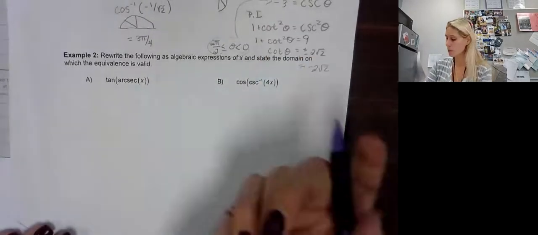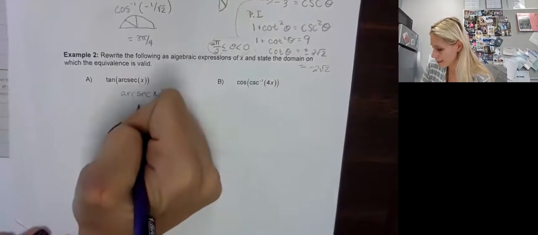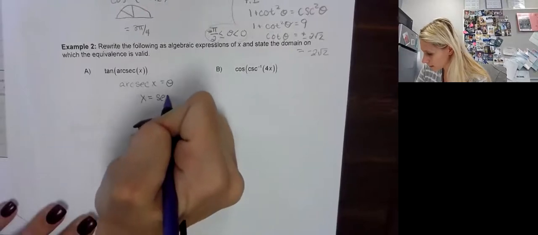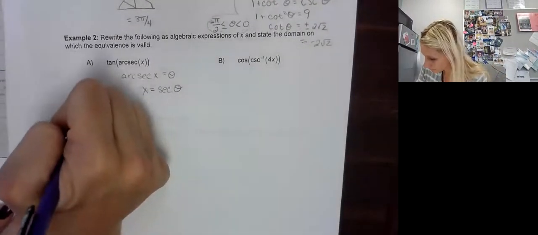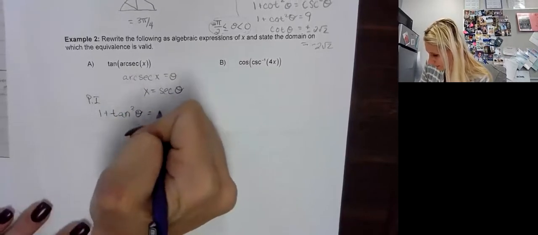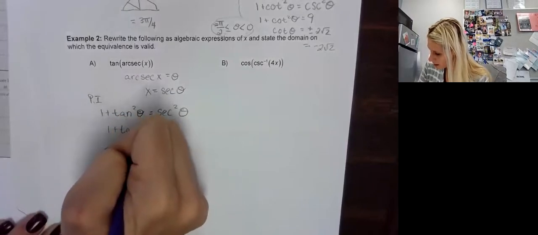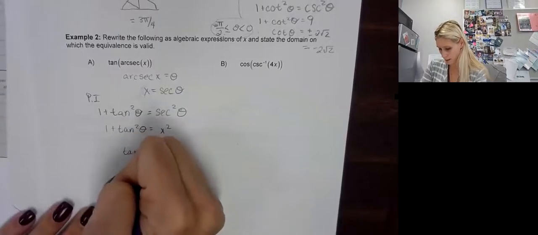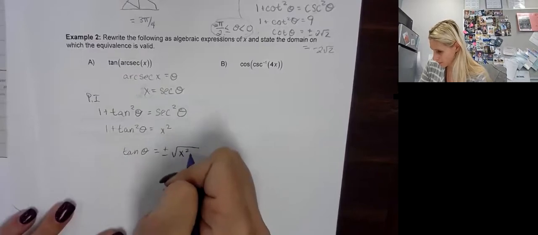Okay, just like we did up here, what we're going to do is set our arc secant of x equaling theta. So that means x, sorry guys, x equals secant theta. All right, now how can I relate secant and tangent? Pythagorean identity. So we have 1 plus tangent squared theta equaling secant squared theta. So 1 plus tangent squared theta equals x squared. Let's do some solving here. Let's go all the way, and we get tangent of theta equals plus or minus the square root of x squared minus 1.